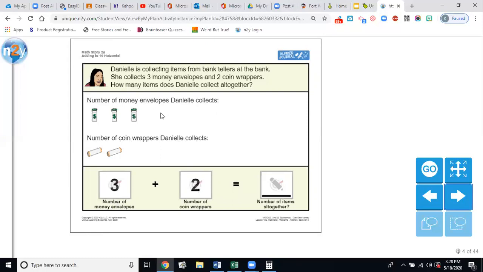Okay, so here's all of the items all together that Danielle collects. So let's count them. Instead of going to our calculator, let's just count the items. 1, 2, 3, 4, 5. 3 money envelopes plus 2 coin wrappers equals 5.